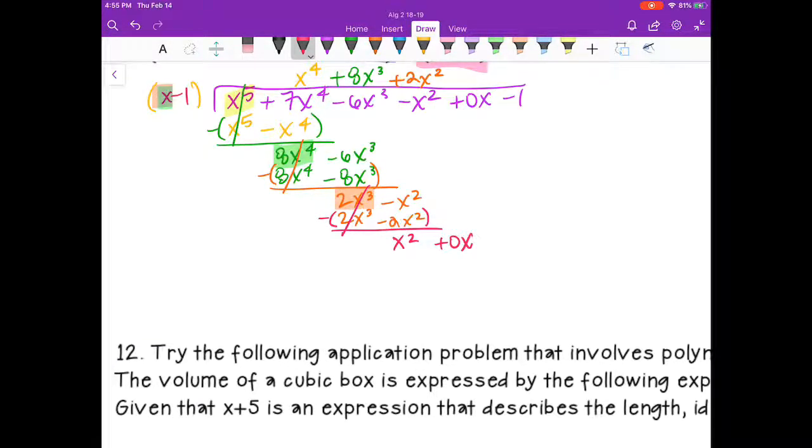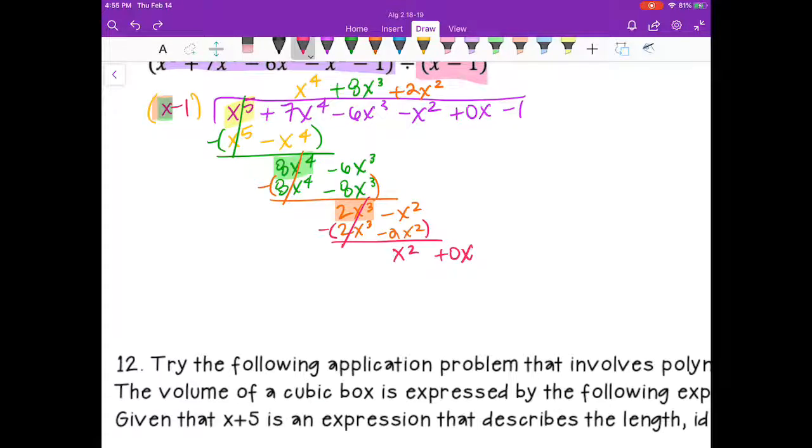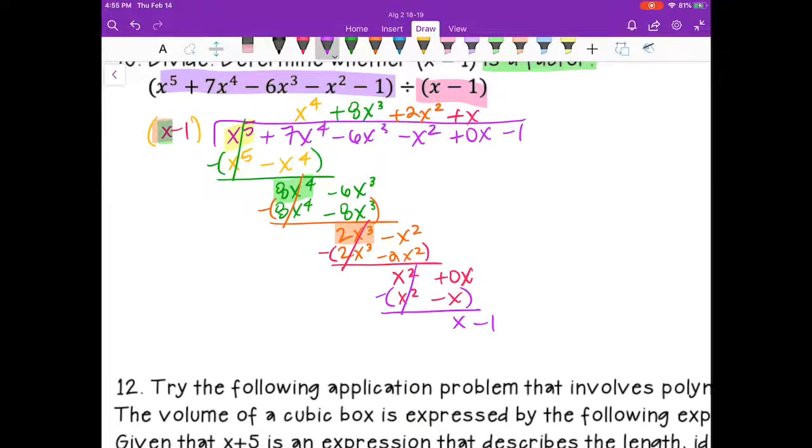And then I say, okay, what do I have to multiply x by in order to get x squared? Well, that would be another x. x times x, I get x squared. x times -1, minus x. And then I subtract. x squared minus x squared cancels. 0 minus negative x is a positive x. I bring down that minus 1.